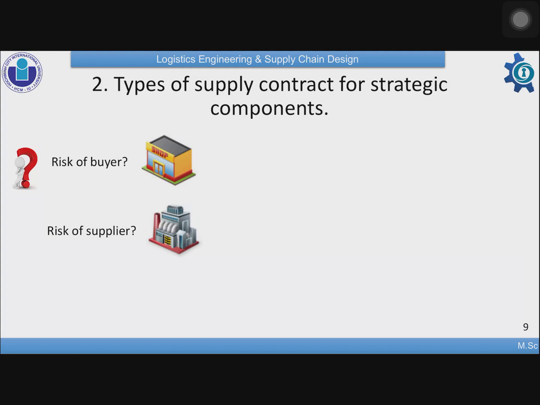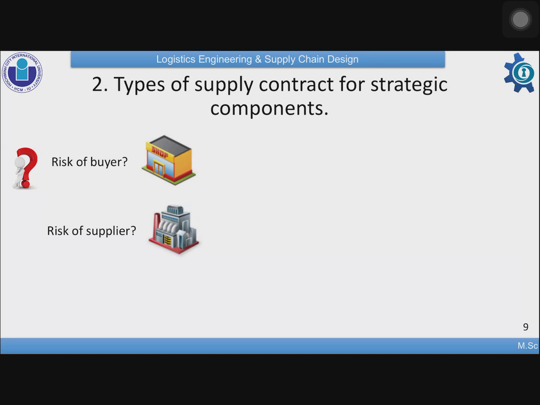So from that example, can you tell me what is the risk of the buyer and what is the risk of the supplier? Try to think a little bit. What is the risk of the buyer and what is the risk of the supplier, through the example we just mentioned?